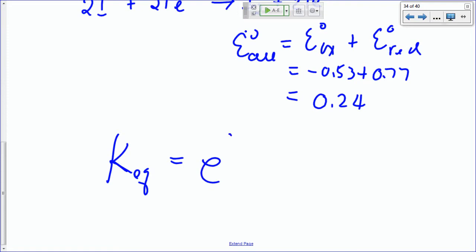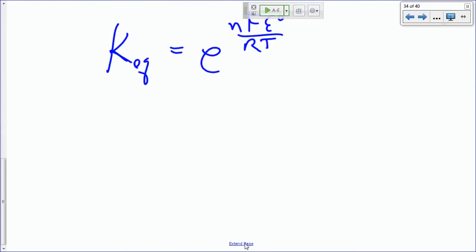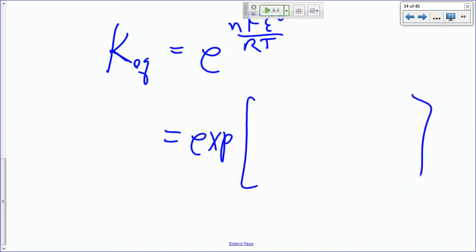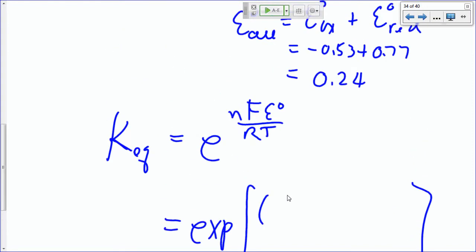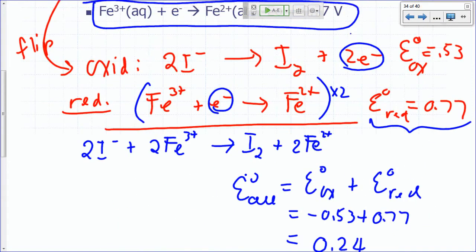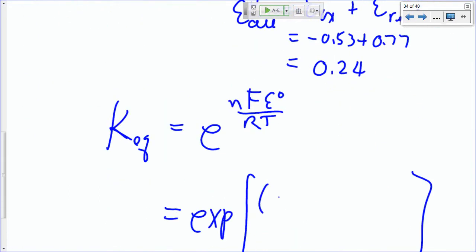K equals e to the nFE naught over RT, right? So that's going to be equal to e, I can say exp, that's another way of saying e. And what's our n here? How many moles of electrons are transferred in this reaction? n is 2, right? 2 moles. And Faraday is 96,500. We're going to put everything in SI here.